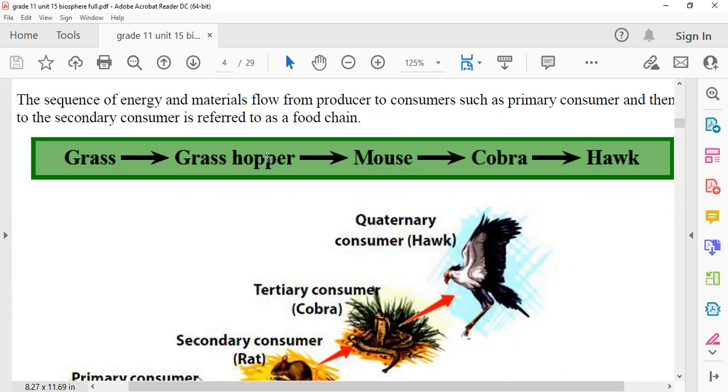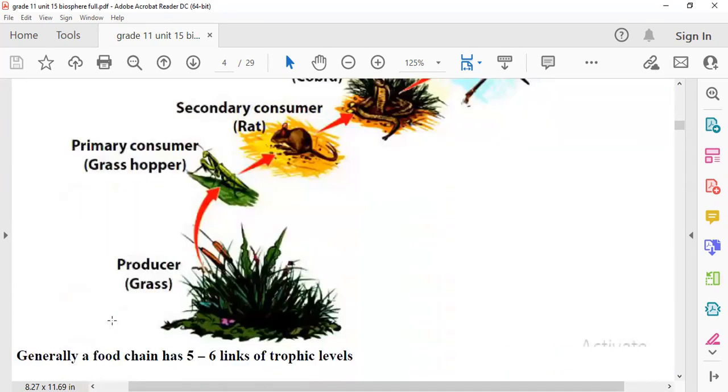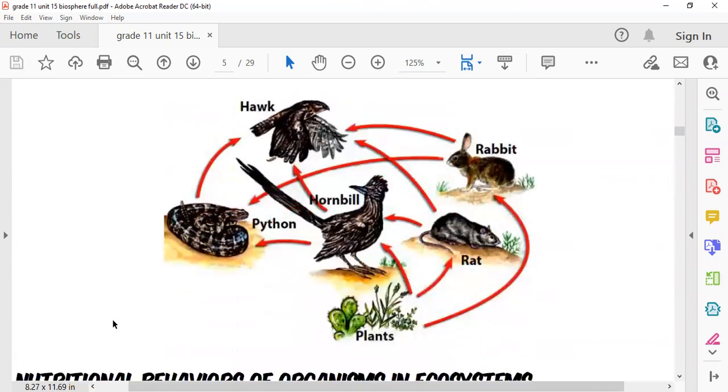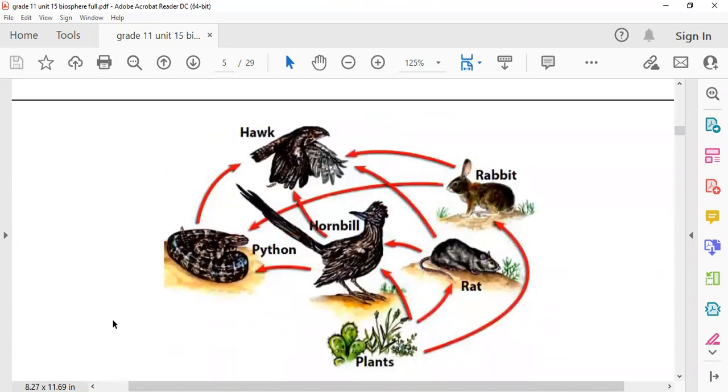Same for cobra, same for hawk. They don't depend on one food item. Their food dependency is many. That is due to the food web nature, right? In this one, you can see the hornbill, it is eating a rat. It is eating the plants also. If plant is available, hornbill will eat the plant. If rat is available, hornbill will eat the rat. If rat is missing, no problem, it will depend on the plant. If the plant is missing, no problem, it will depend on the rat. So food choices are there.